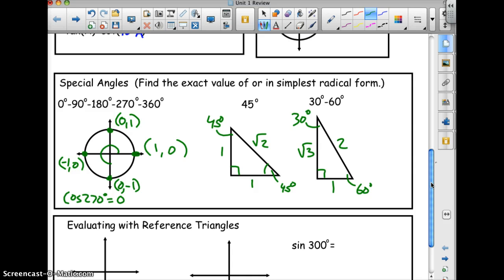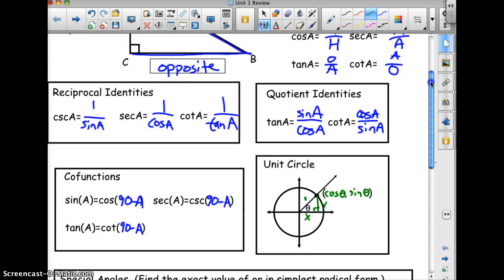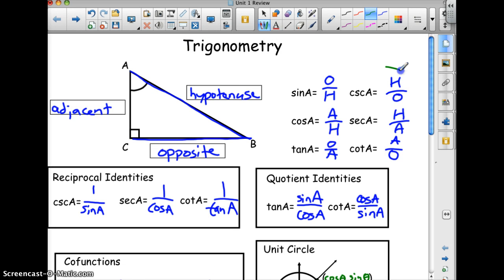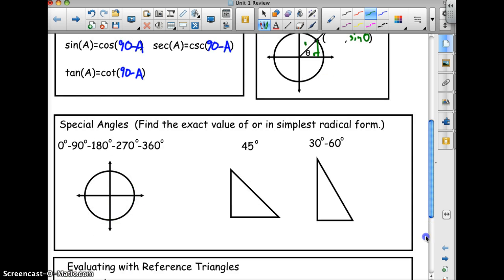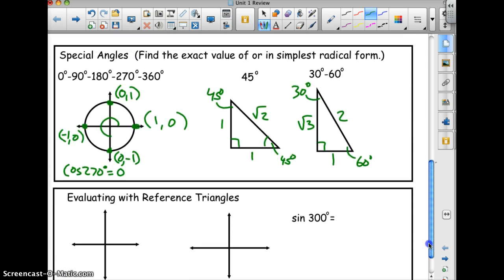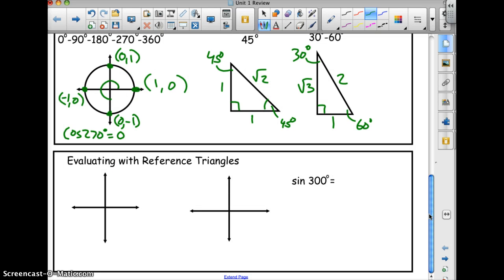You can use these right here. You can use these and the special triangles to find the exact value of all kinds of things. All right, so evaluating with reference triangles.